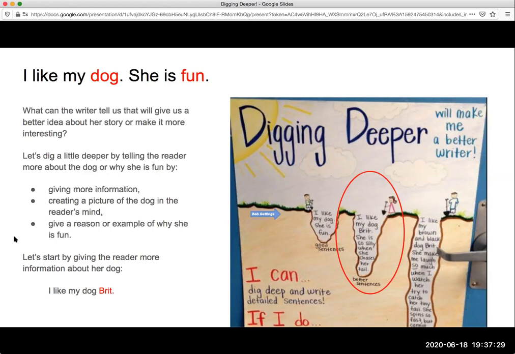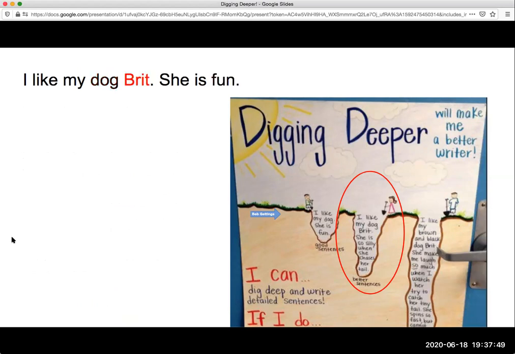I like my dog, Brit. Oh, okay, now we know the dog's name, Brit. That's a strange kind of name. I wonder where she got it from. So just by hearing the name, I'm already a little bit more interested in the topic, and it sounds more interesting. I like my dog, Brit. She's fun.